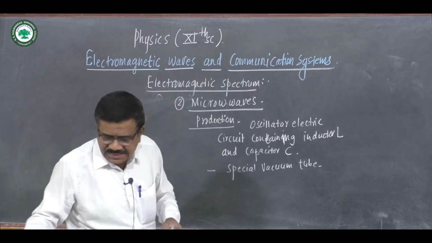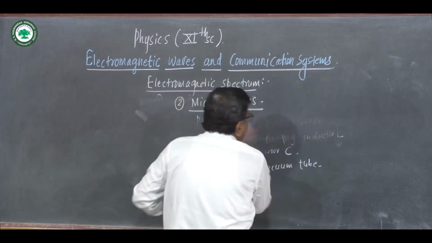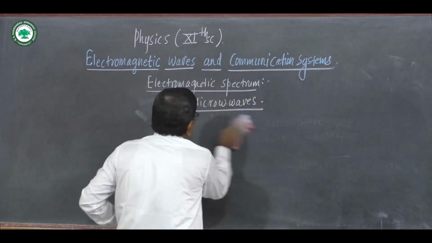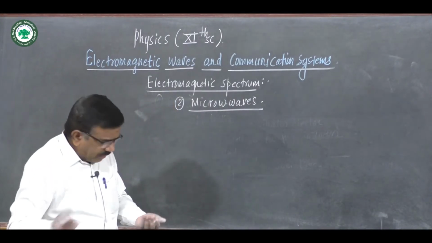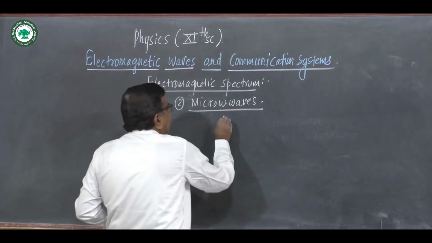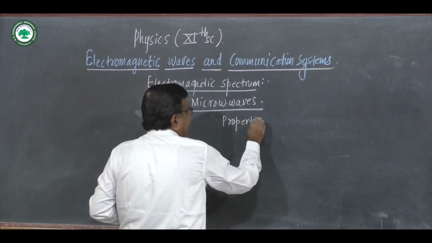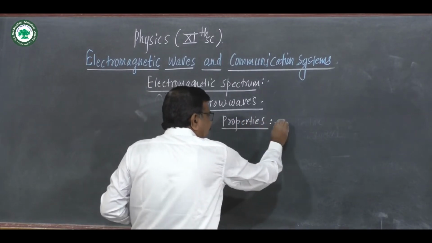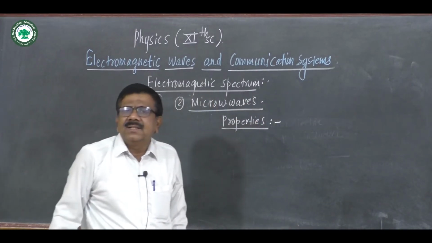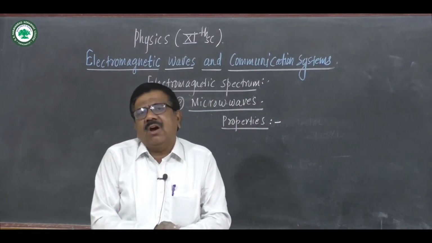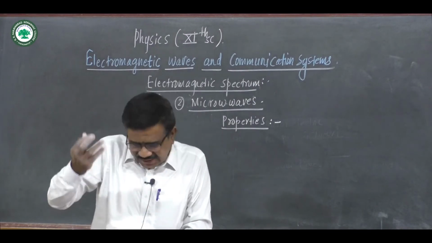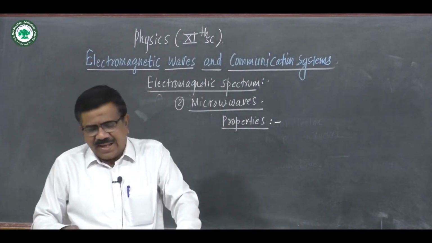Then we see the properties of these microwaves. Properties are different from the radio waves. Properties of each part of the spectrum are different, and their method of production is also different. But the main common thing between all of these is their speed is very high, the same as the speed of light.